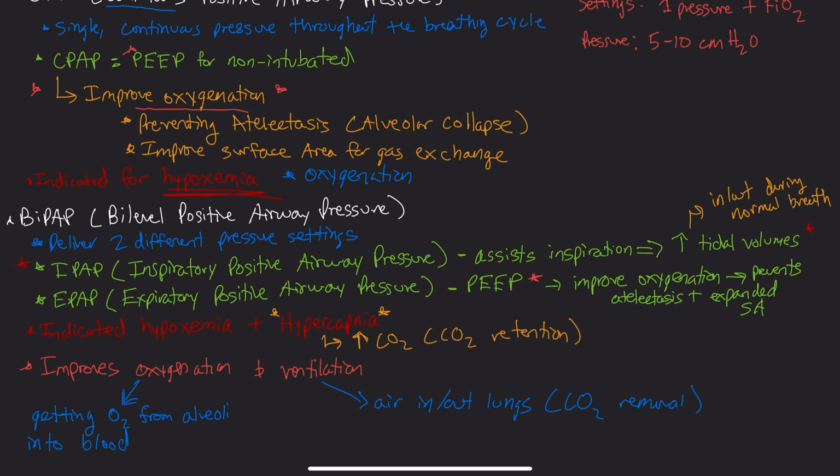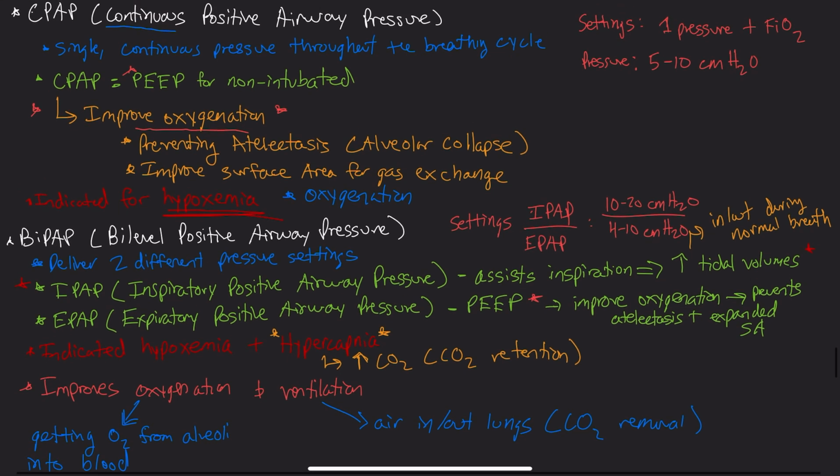Okay, now as far as settings, it's once again two settings. It's always inspiratory over expiratory. So the normal range here, you'll see something like 10 to 20 centimeters of water over 4 to 10 centimeters of H2O. Okay, so that's just kind of a quick overview there.